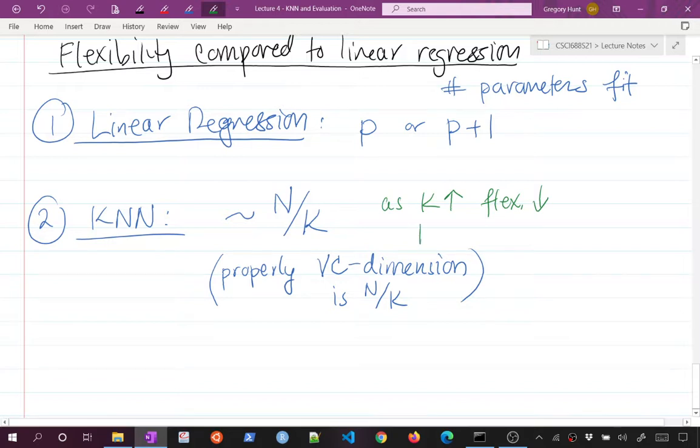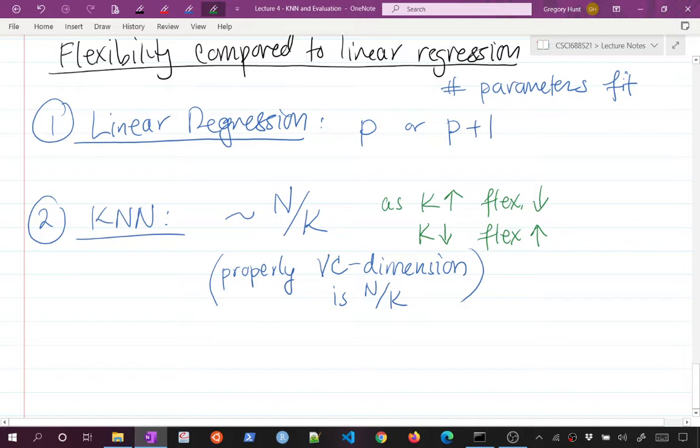And conversely, if I look at a very low value of k, my flexibility goes up. Again, we saw when k is equal to 1, we had a super interpolating flexible fit. When k was n, the number of training points, I had a really inflexible fit. It was just some straight line at y bar. So for KNN, this parameter k determines the flexibility.